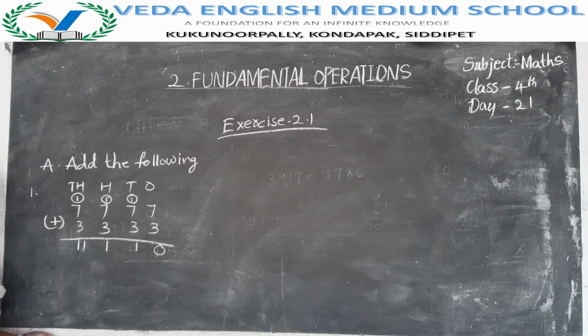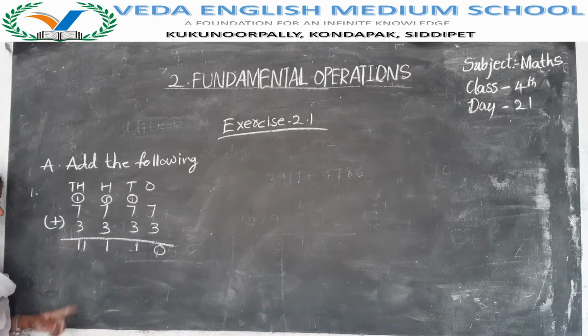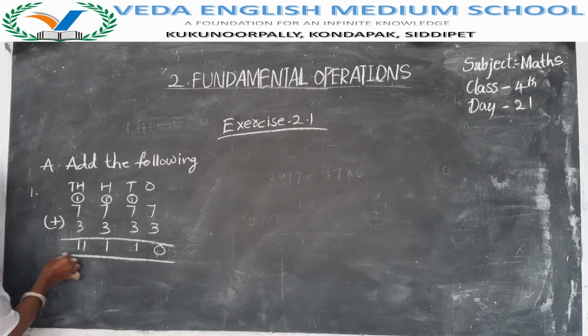Why am I writing that as it is? Because here there is no more extra number. Ikkada extra number emi ledu kada pakkana carry cheyadaniki. So you have to write the 2-digit number as it is. It is the answer. 11,110. No need to separate the number with commas. Just leave it like this. 11,110. Like this you have to complete the remaining 3 problems in your textbooks.